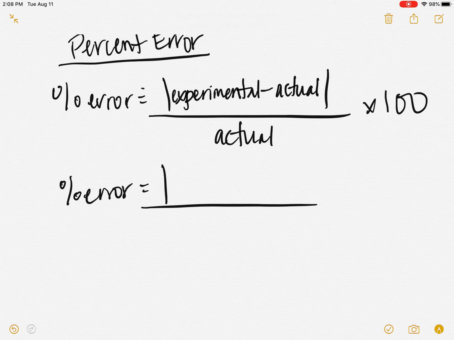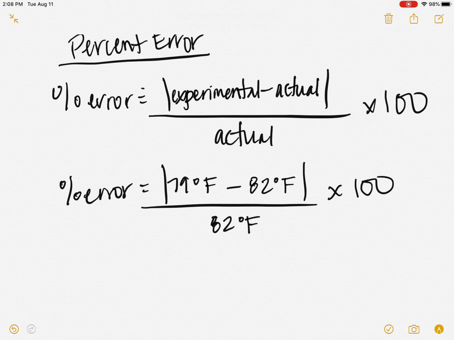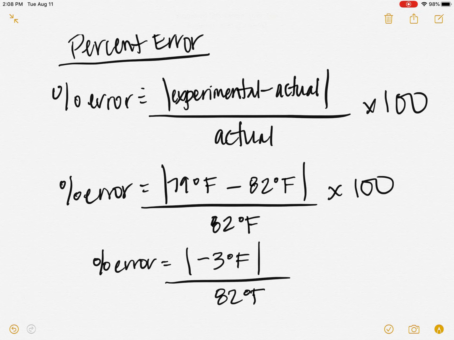So back to that. So let's see, my experimental value was the 79, right? So 79 degrees Fahrenheit minus the actual value in that example was 82. The actual value again was 82. Multiplied by 100. And of course, absolute value means that negative sign is going to go away, because the 79 minus 82 is going to give me a negative 3 degrees Fahrenheit divided by my 82 multiplied by 100. But the absolute value is going to take that away.